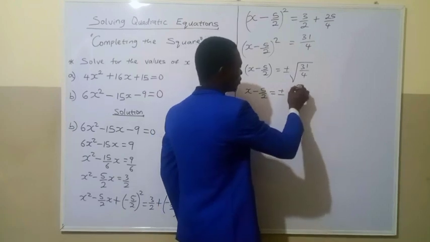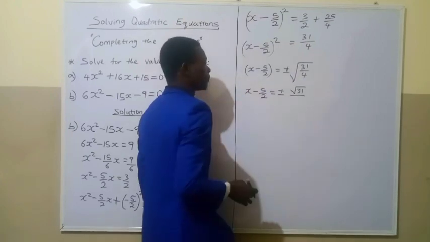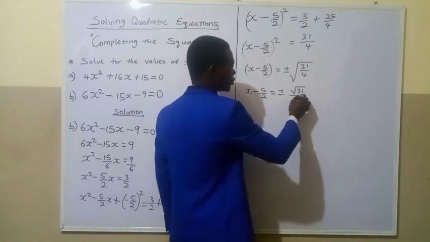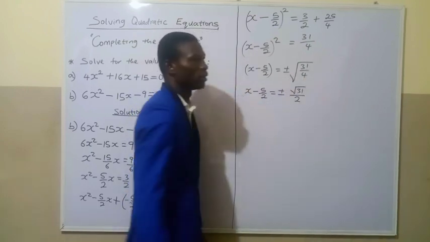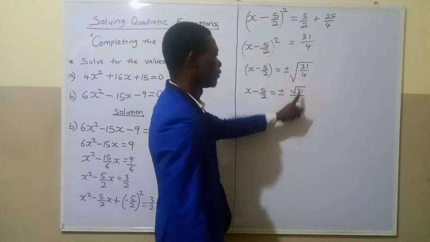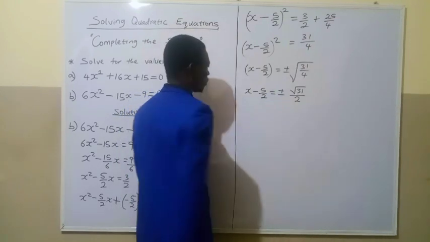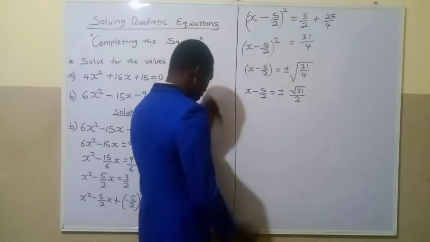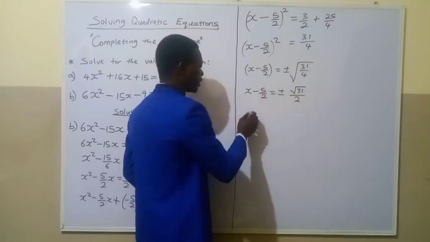31 is not a perfect square, so it's still going to be square root of 31, but then 4 under is a perfect square. Square root of 4 is going to be equal to 2. So the 2 is no longer in the square root sign, because the square root of 4 is going to be equal to 2. But then 31 remains in the square root sign because it's not a perfect square. So what do I do? Use minus 5 over 2 cross to the other side so that I can make x stand alone.